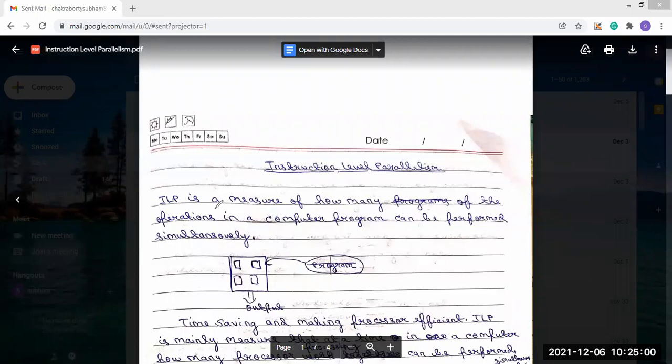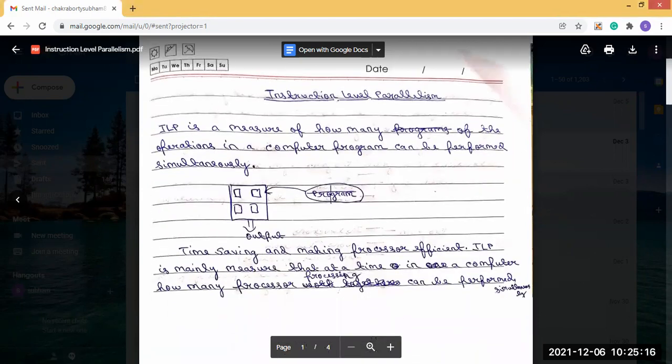As we have already said, it saves time and makes the processor efficient. ILP is mainly a measure of how many processes can be performed simultaneously in a computer at a time. That means how many processes can be performed simultaneously.